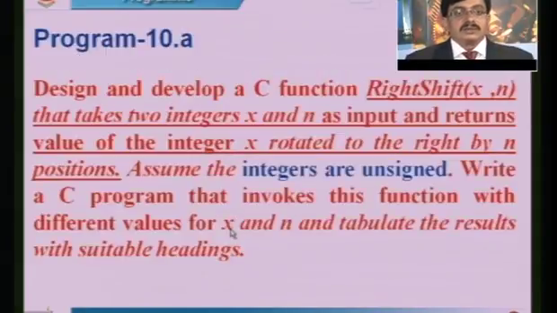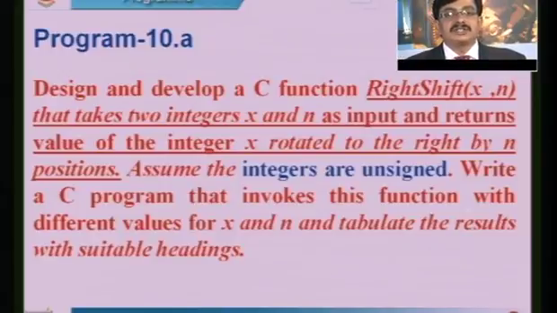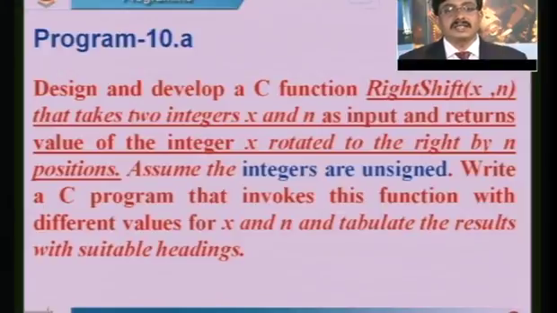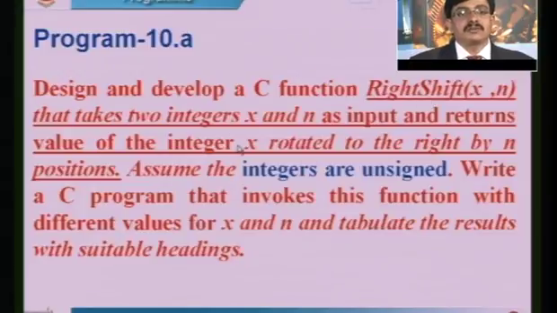Now, if you look at program 10a, the problem here is to design and develop a C function rightshift(x, n) that takes two integers x and n as input and returns the value of the integer x rotated to the right by n positions. The function name should be rightshift, but the operation to be performed is that the value x has to be right rotated by n positions. n is the number of bits that the user will enter.